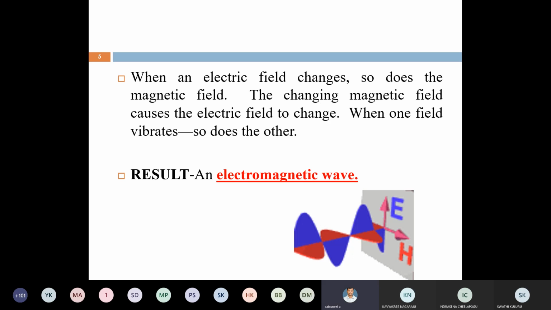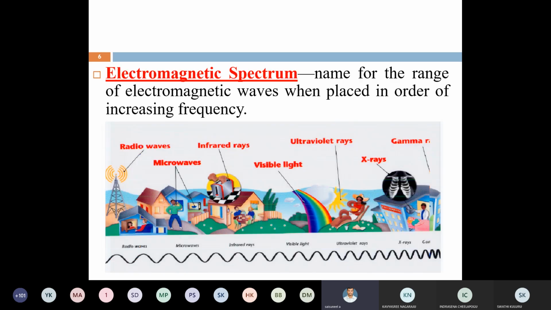Both the electric field and the magnetic field are perpendicular to each other. The changing of the magnetic field causes the electric field to change also. Then only can the field vibrate. As a result, we get an electromagnetic wave due to the vibration of both the magnetic and electric fields.